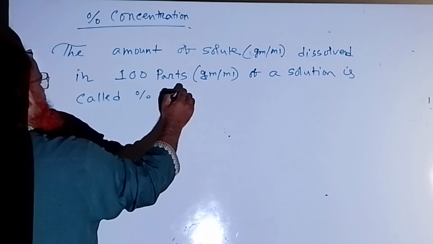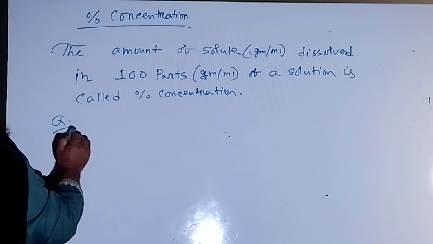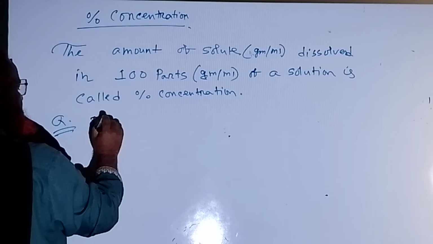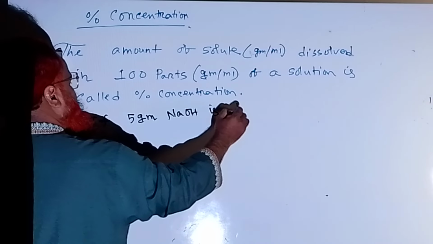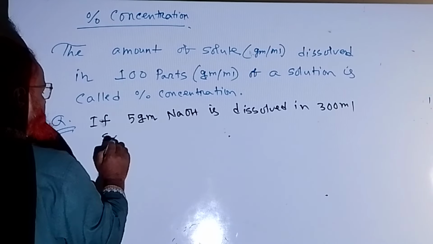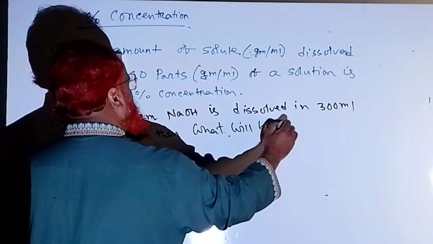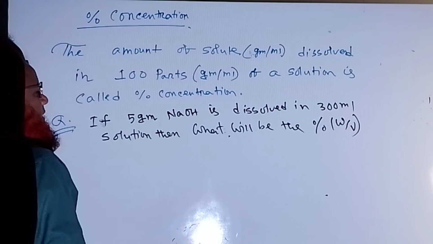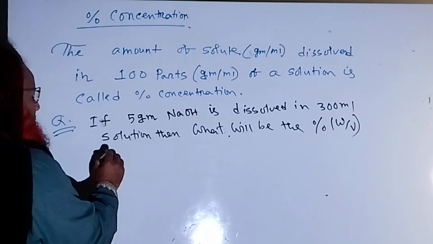percentage concentration. Now let's take an example, my dear students. For example, one question: if 5 gram sodium hydroxide is dissolved in 300 ml solution, then what will be the percentage concentration? Here W by V, W means weight, V means volume, and I will also discuss more about this W by V. Okay, what will be the percentage concentration?